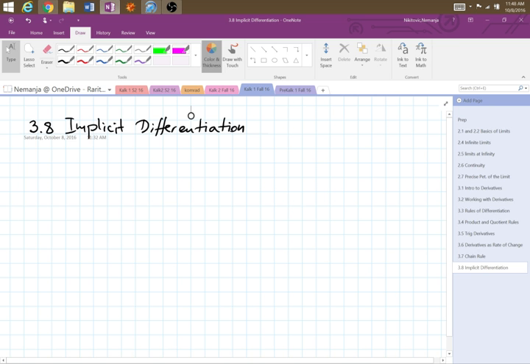For instance, if I look at something like y equals x squared plus 3x, plus e to the x, it doesn't matter. This is solved for y, and we know it's a function of x, and this is explicit.